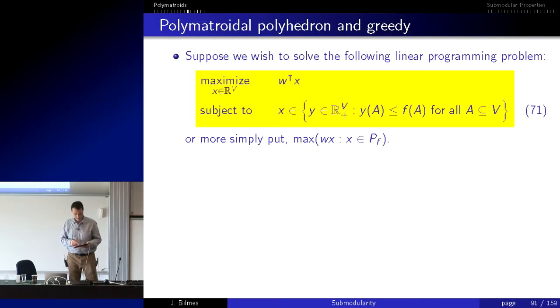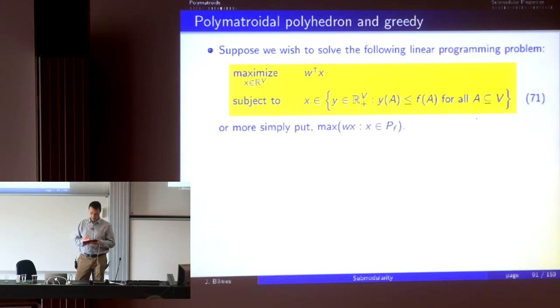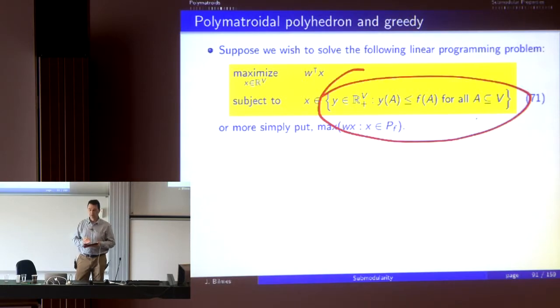It's the same definition. Now consider the following linear programming problem. So we want to maximize. We have some vector w. And we want to maximize the dot product of w times x, where x is a real vector, subject to x being in this polytope. This is the polymatroidal polytope. Okay. So essentially, we can, in short, write it in this fashion.